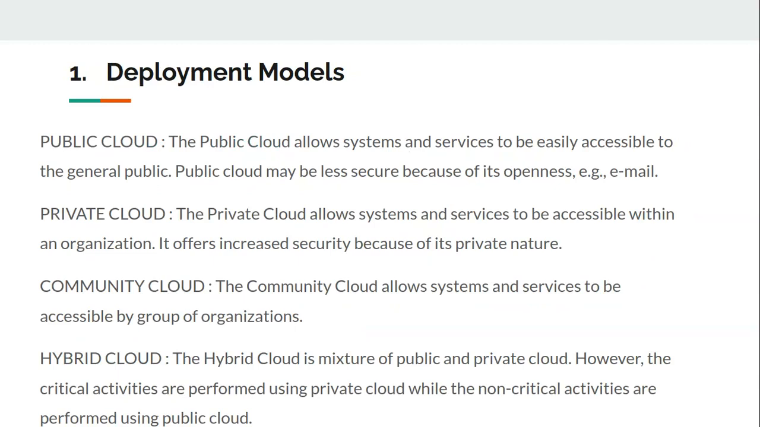Hybrid cloud, we say the hybrid cloud is a mixture of public and private cloud. However, the critical activities are performed using private cloud while the non-critical activities are performed using the public cloud. So many companies use this. They take a blend of the public cloud and the private cloud together.